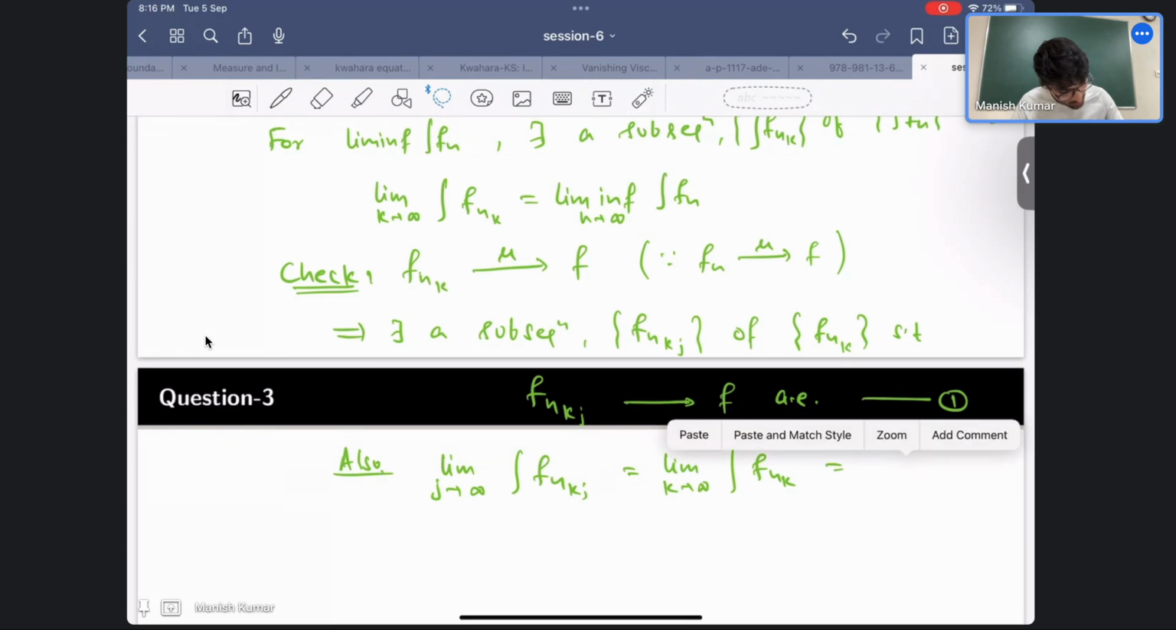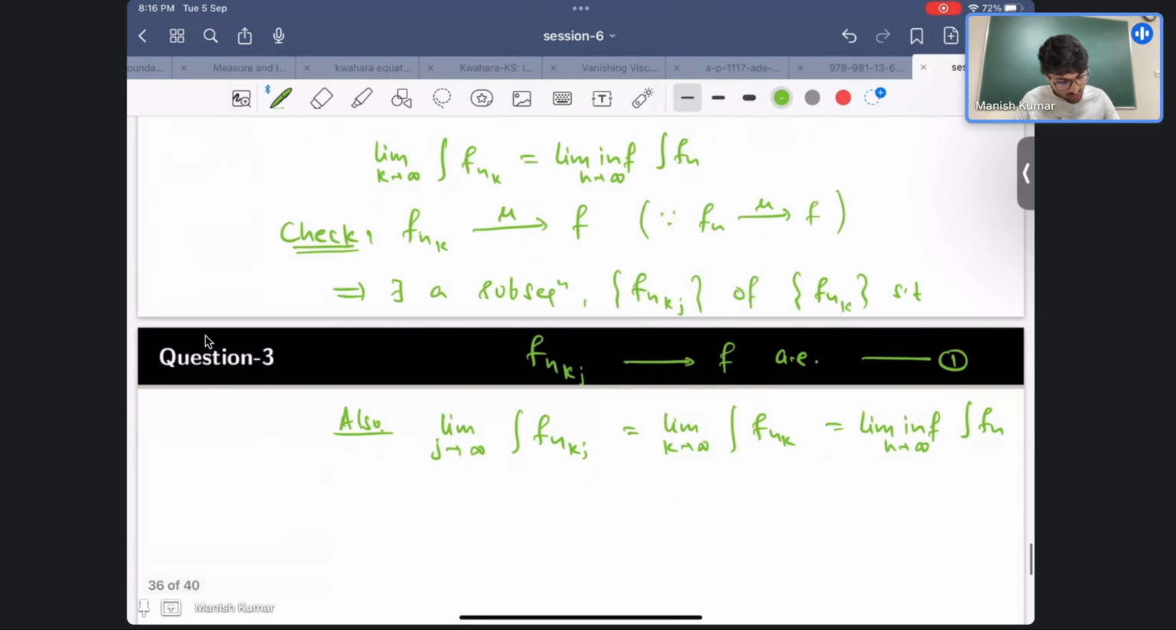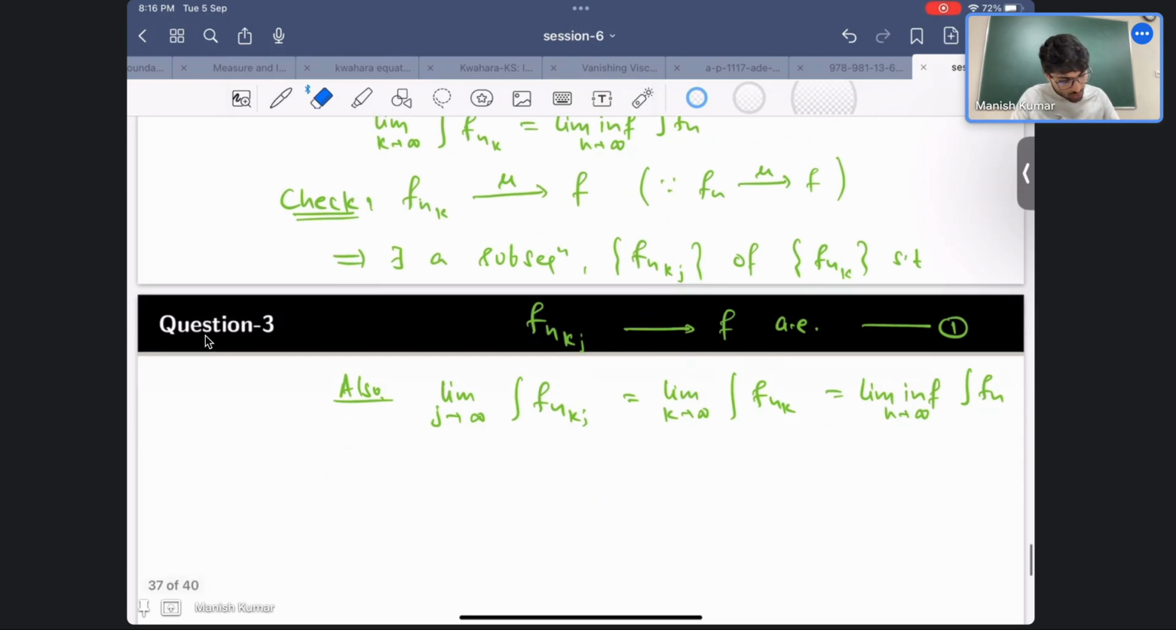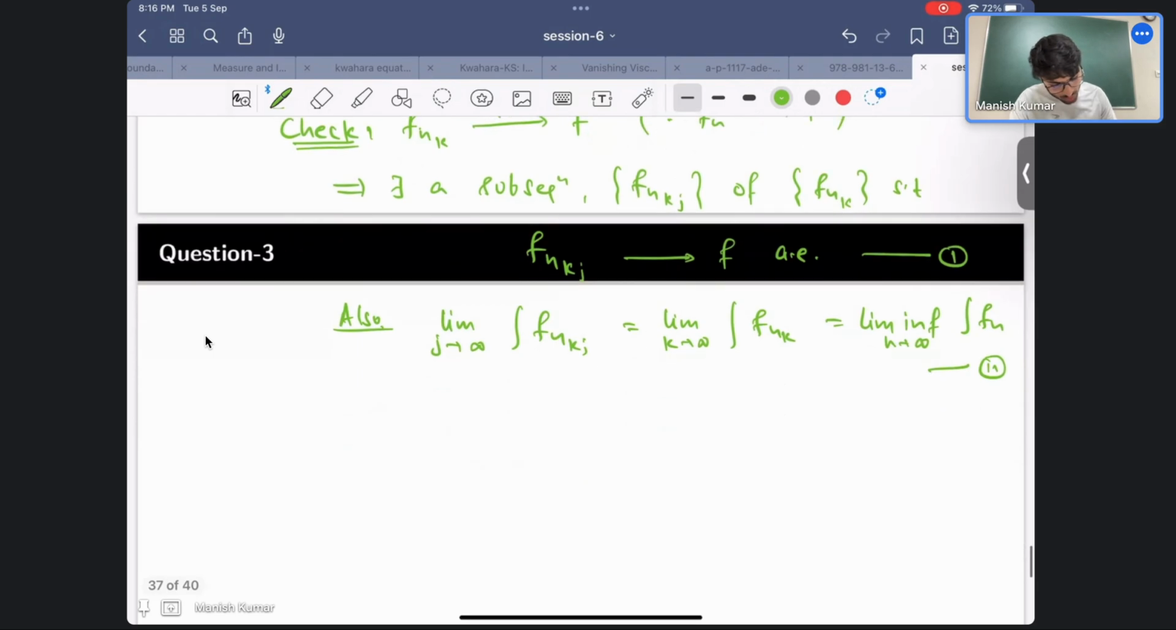Okay, so this is just because this f_{n_kj} is a subsequence of this thing. So the limit of this will be the same as the limit of this. This is not a problem, because if you have a convergent sequence, every subsequence will converge to the same limit. Okay, so let's say this is 2. Now, these are the two things that you have.